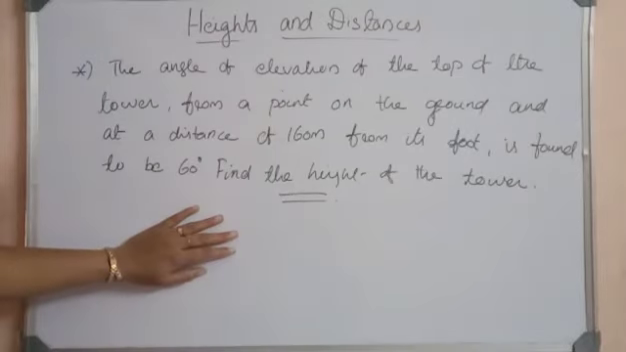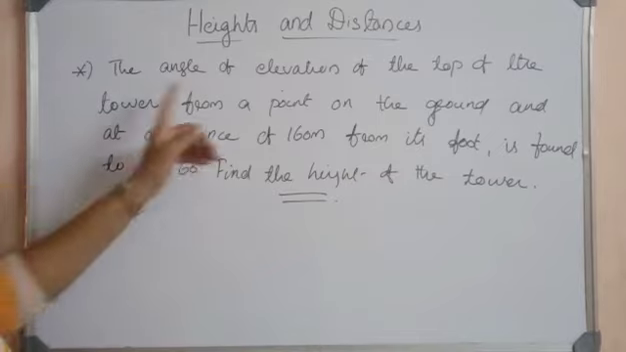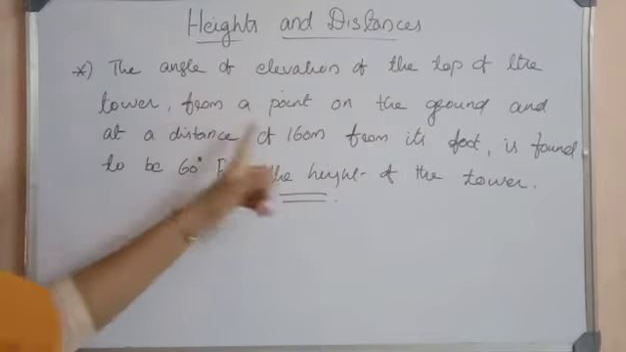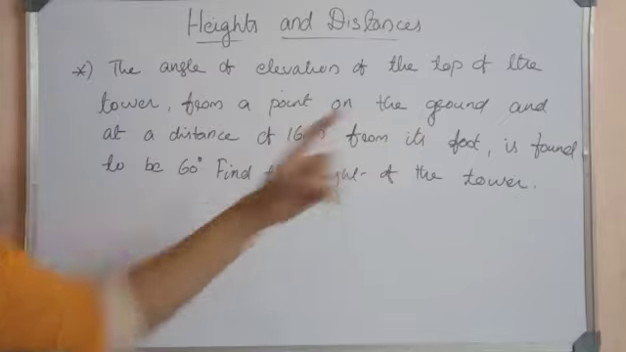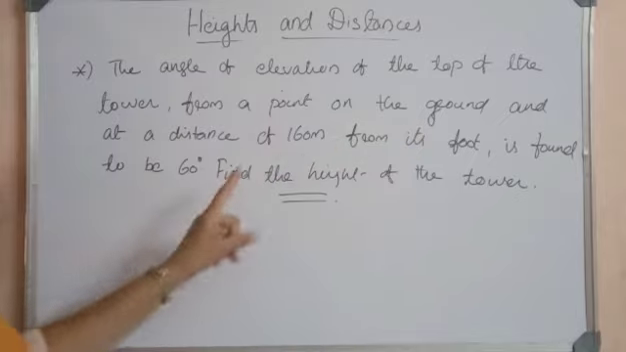Now this question is for you. Solve it and let me know the answer. The angle of elevation of the top of the tower from a point on the ground and at a distance of 160 meters from its foot is found to be 60 degrees. Find the height of the tower.